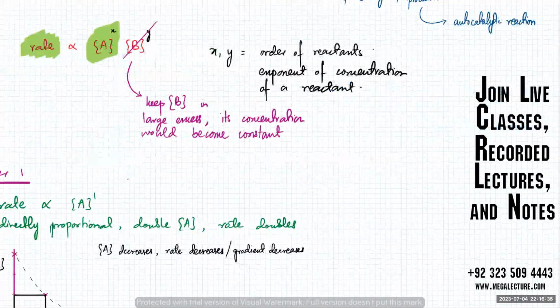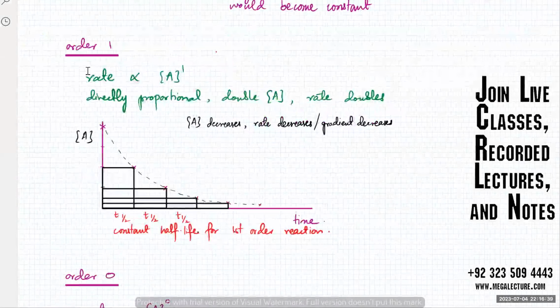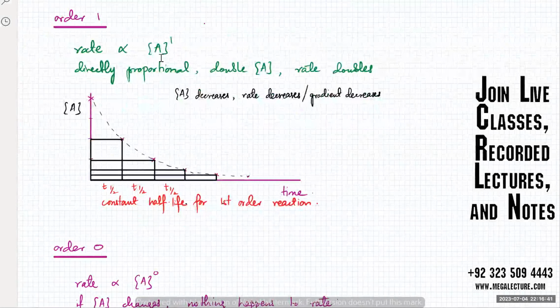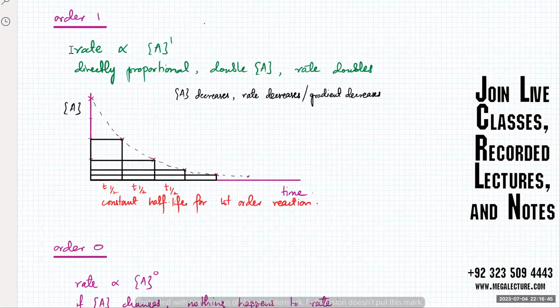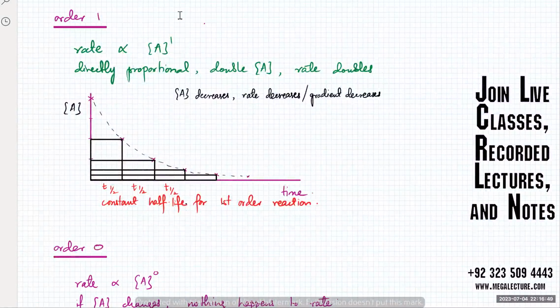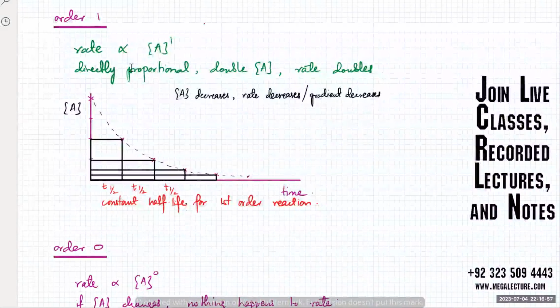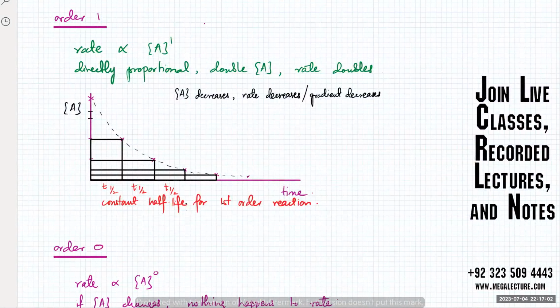After that I told you that there's a thing called order 1, which is that the rate is dependent on the reactant concentration and the power is 1, which means that this is a direct proportionality. That if you reduce A's concentration, the rate will also get reduced. If you increase A's concentration, the rate would also increase. So that's directly proportional, and the graph would look something like this.